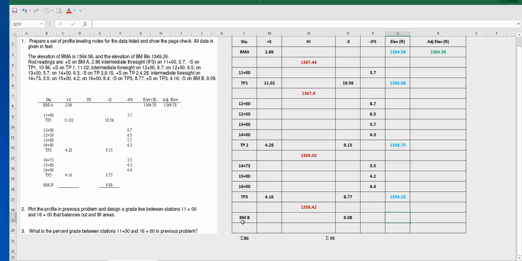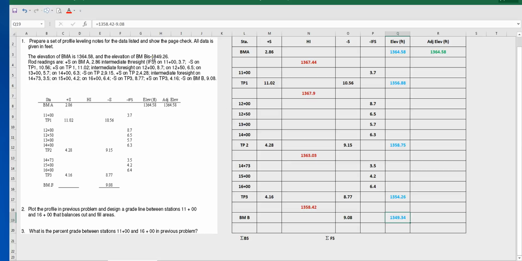Now, this is where we check in and calculate the elevation at benchmark B. So we're going to take 1358.42 minus 9.08. That's going to give us 1349.34. Now, remember what I said.